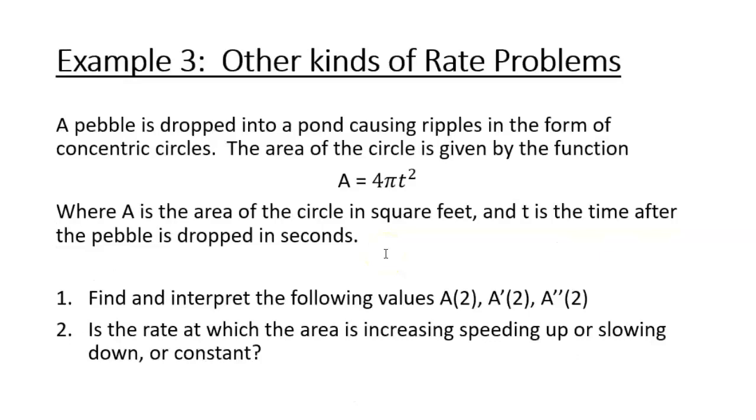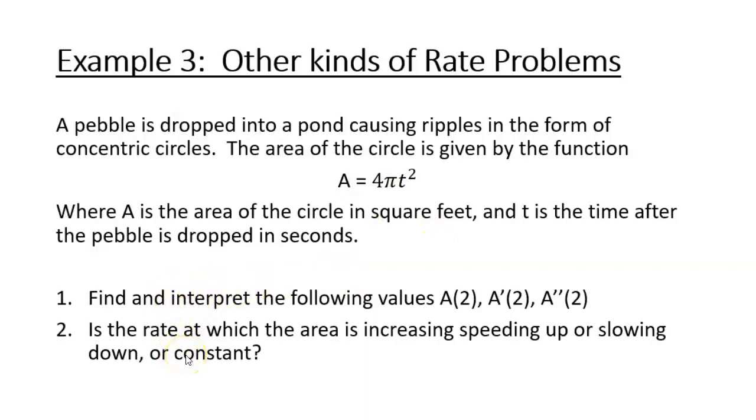A pebble is dropped into a pond, causing ripples in the form of concentric circles, and the area of the circle is given by this function. So basically with this function here, if you plug in 1, it will tell you what the area of the circle is after 1 second in square feet. And if you plug in 2, it'll tell you the area of the circle after 2 seconds in square feet. So let's go ahead and work this stuff out.